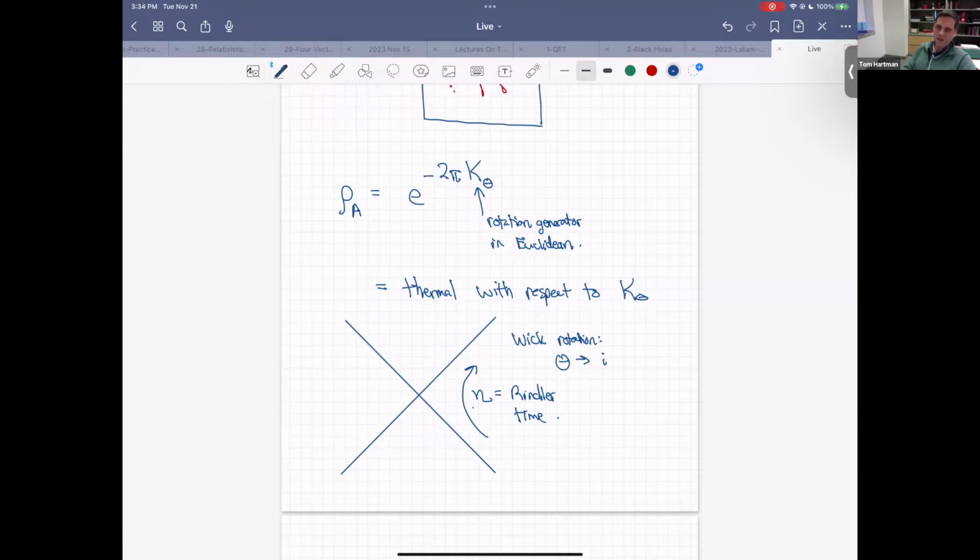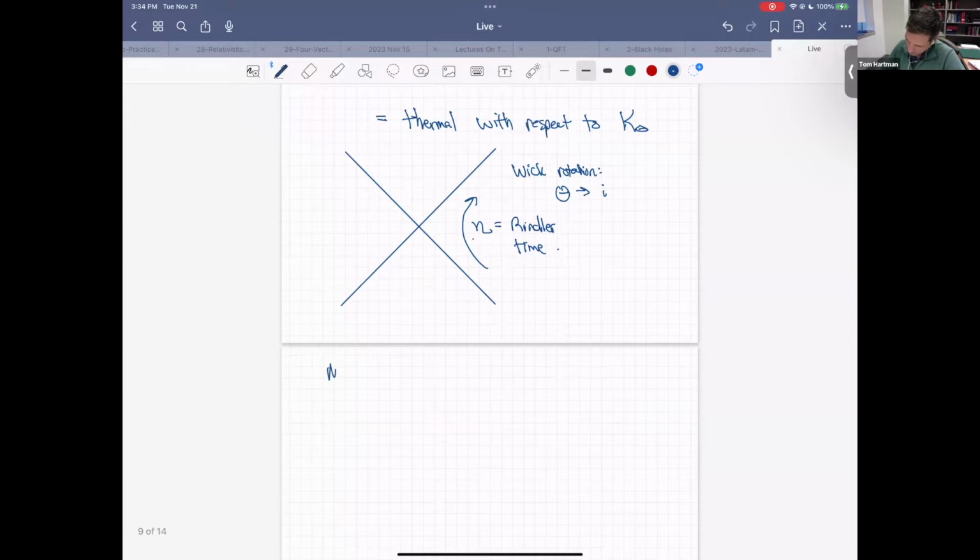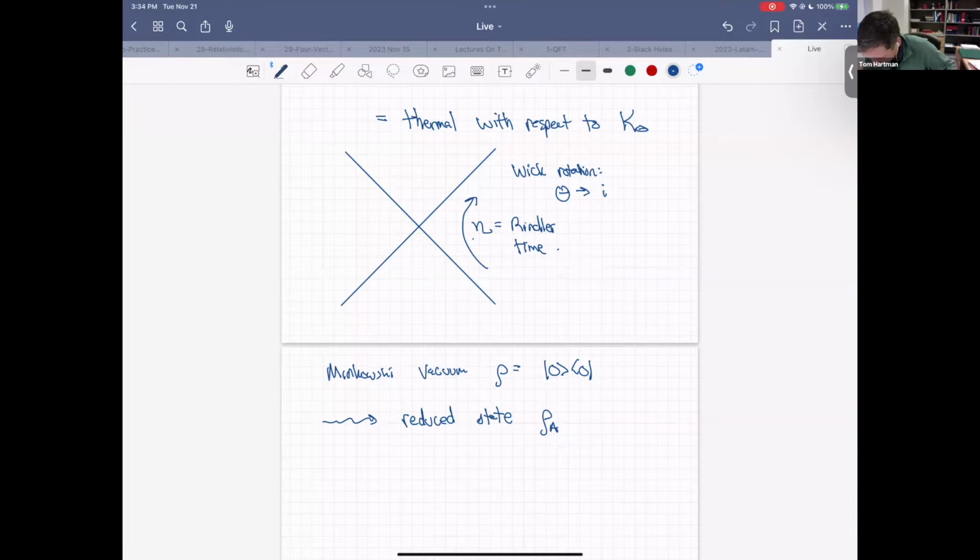The conclusion then is that the Minkowski vacuum rho equals |0><0| gives you a reduced state rho A, this state in Rindler space, which is, first of all, mixed. We had a full state which was pure, but the reduced state is mixed. And secondly, is thermal. It looks like an ordinary finite temperature state for somebody whose proper time is eta, which is exactly the uniformly accelerating observer.